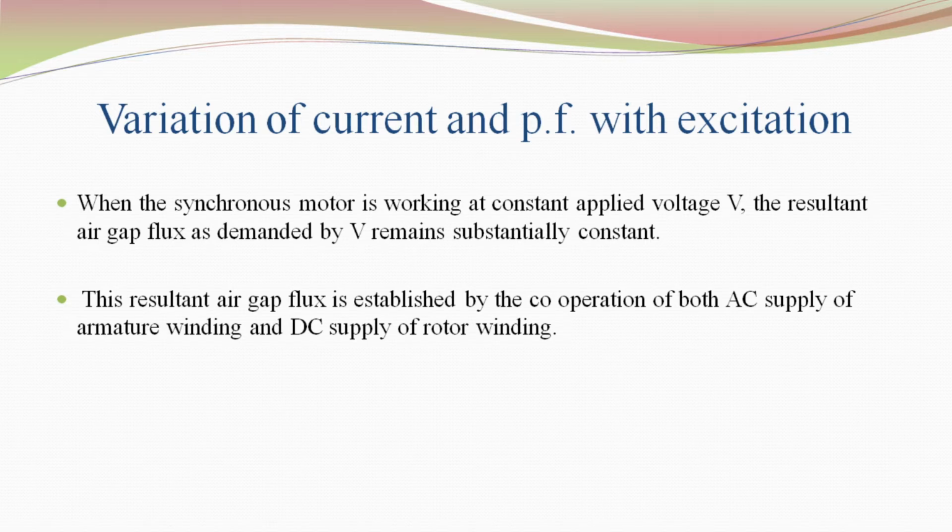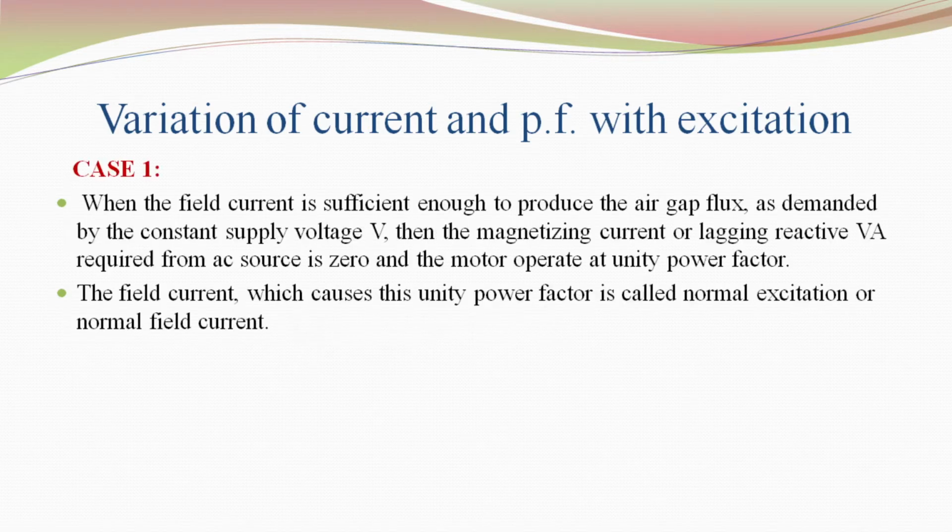When the synchronous motor is working at constant applied voltage V, the resultant air gap flux will remain constant. This air gap flux is established by the cooperation of both the AC supply of the armature winding and the DC supply of the rotor winding. So there will be an air gap flux established between the stator and rotor with the cooperation of both. There are 3 cases. Let us see case 1.